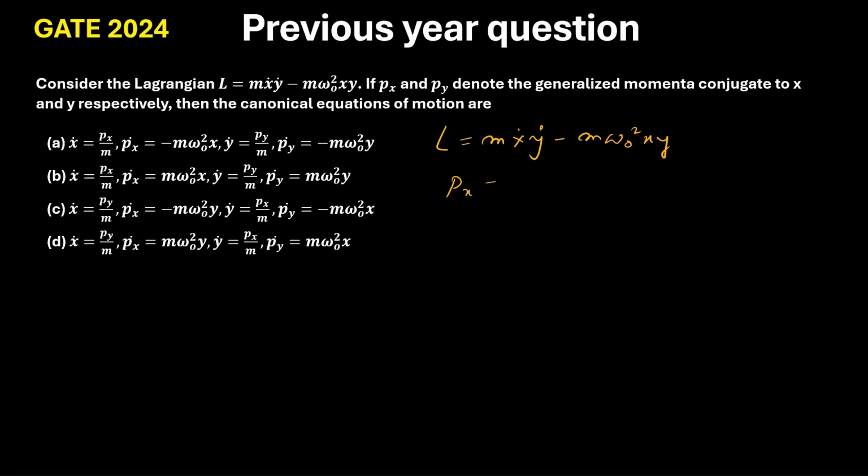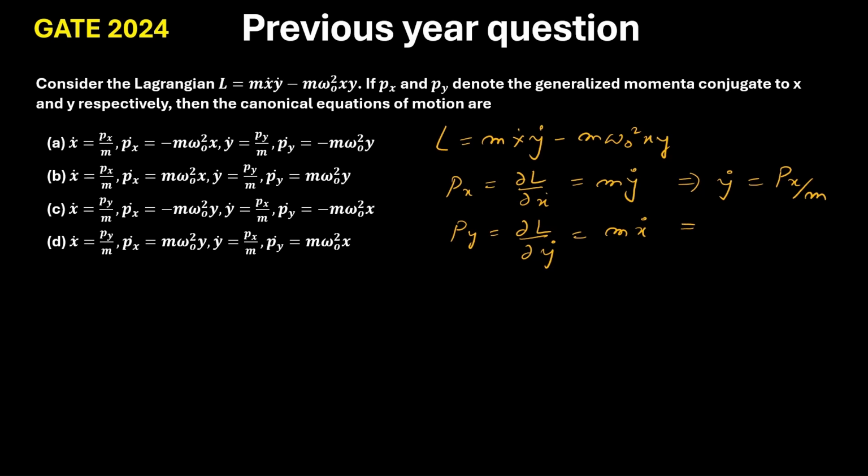So Px will be del L by del x dot, which is m y dot, and similarly Py will be the derivative of the Lagrangian with respect to y dot. So this will be m x dot. So from this we can express y dot is equal to Px by m and x dot is equal to Py by m.